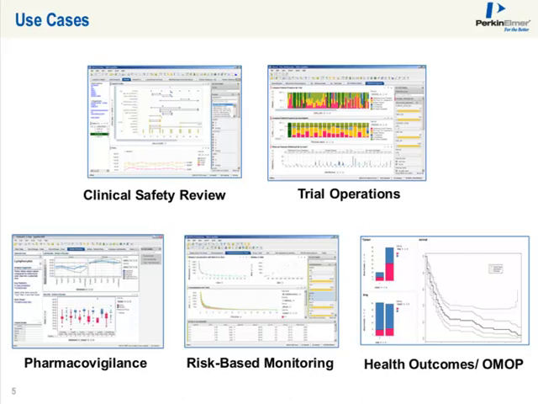Pharmacovigilance is somewhere where we've seen increased application of the technologies, and risk-based monitoring, where we're starting to combine data from the safety perspective and trial operations into single analytic interfaces, has been something that's increasing in importance to us over the last 18 months.